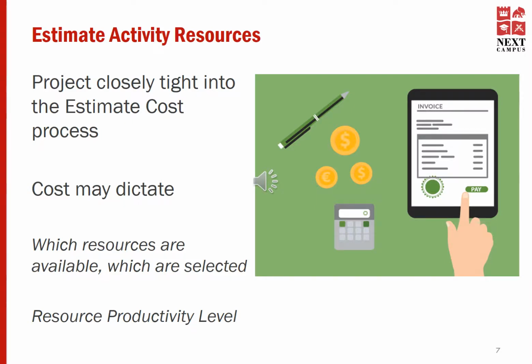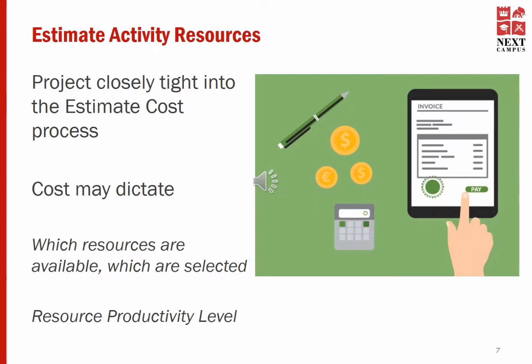Now, as you might expect, the estimate activity resources process ties in very closely to several others, most importantly, the estimate cost process. After all, there might be several resources that are capable of completing an activity, but the one that we pick will often be a factor of several project constraints. If the budget is our priority, we may end up going with a more affordable provider, even if it takes a little longer. If time is our key priority and we are really focused on project duration, then we may be willing to pay more.